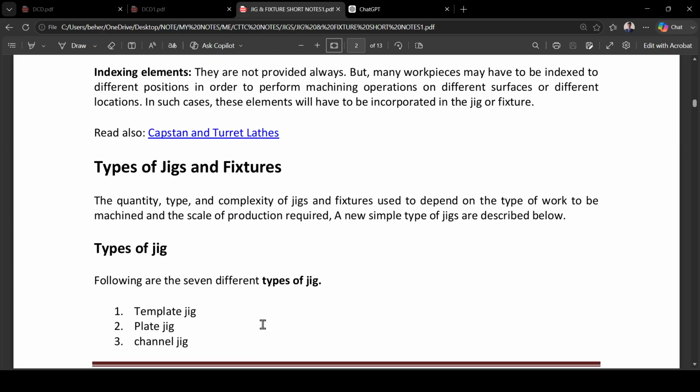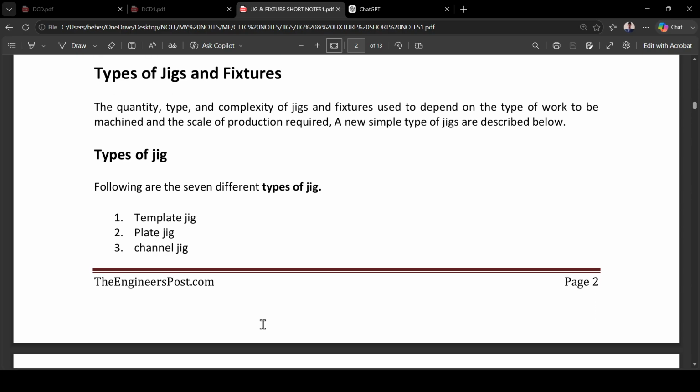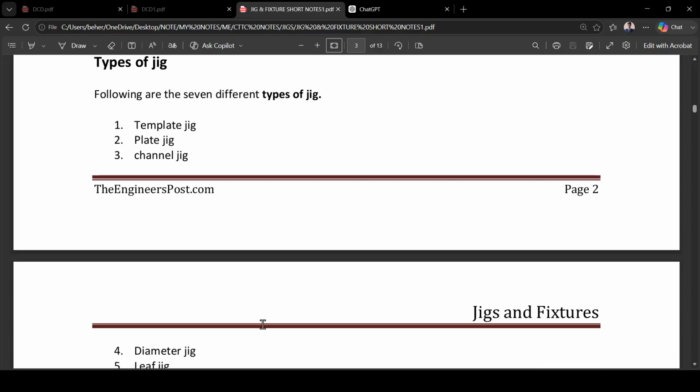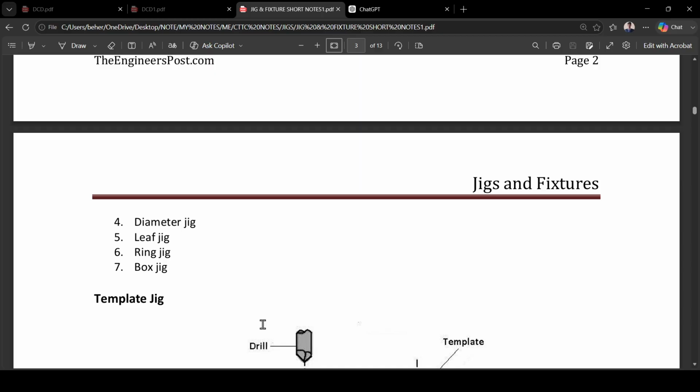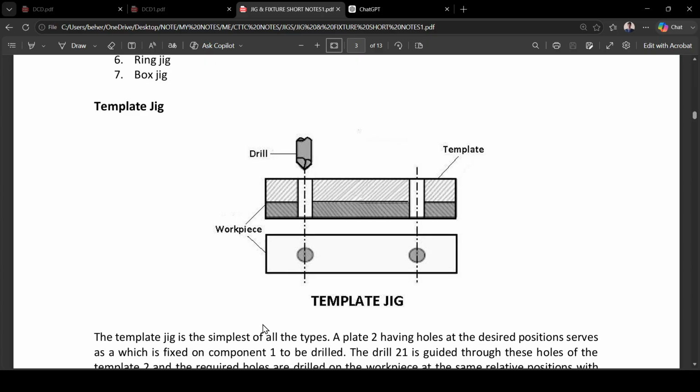And types of jigs and fixtures. There are different types of jigs and fixtures. We will explain that, you just read about it. What are the different types of jigs and fixtures? Template jig, plate jig, channel jig, diameter jig, leaf jig, ring jig, box jig. You can write them down one by one first.